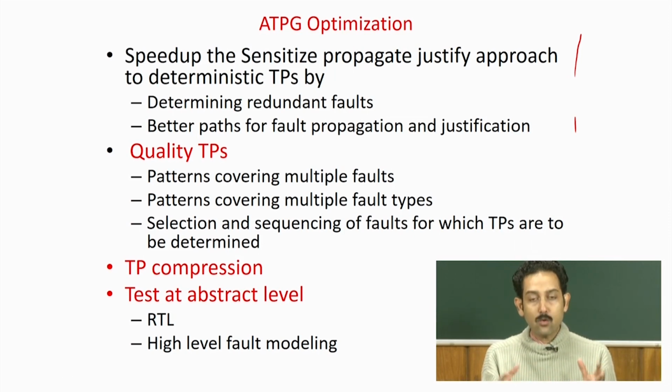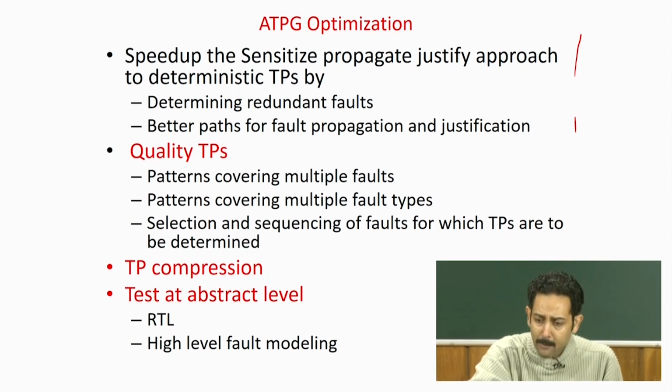Then we look at techniques to compress the test patterns so that we can have a smaller, compressed test set which can lead to better optimal results. Then we will also look at some concepts of test at the abstract level. As we have discussed, if you go at the gate level, things will be too complex and elaborate, or we have to go to a very fine granularity. So, we have to work at higher levels of abstraction, like the register transfer level, where even the fault models have to be at a very abstract level.